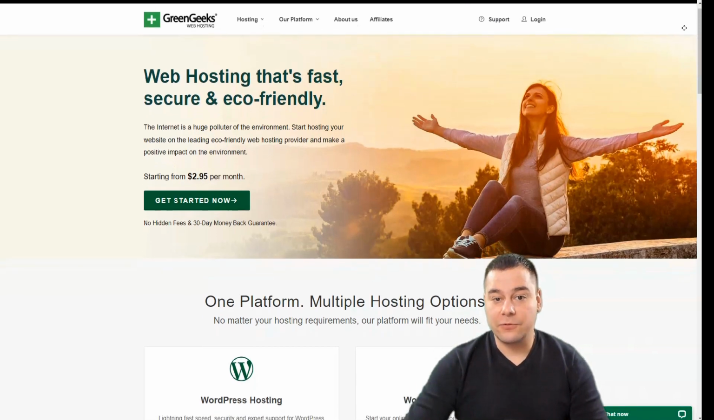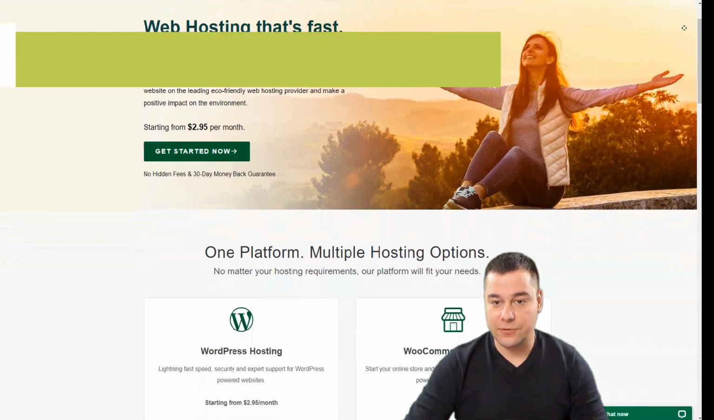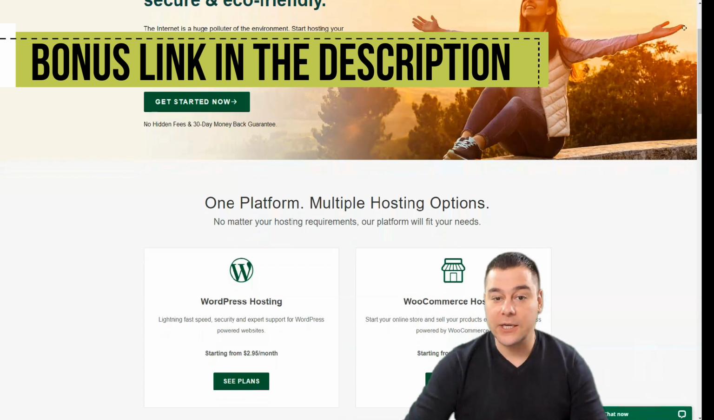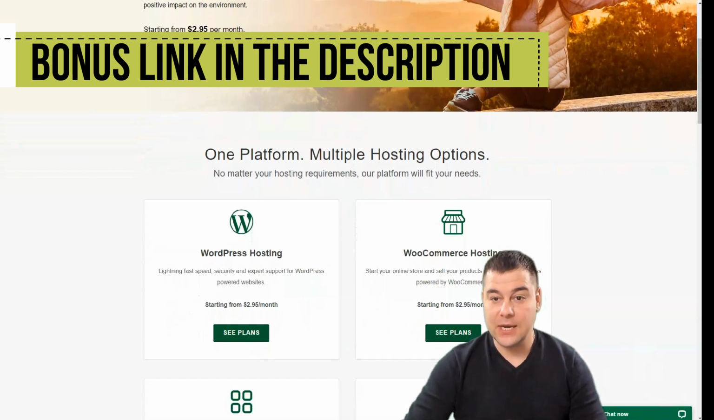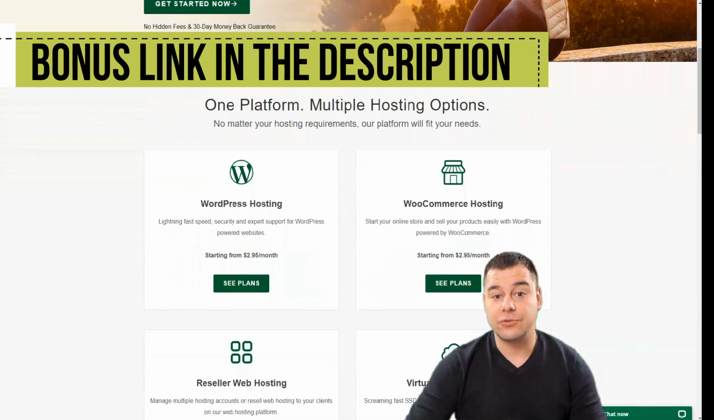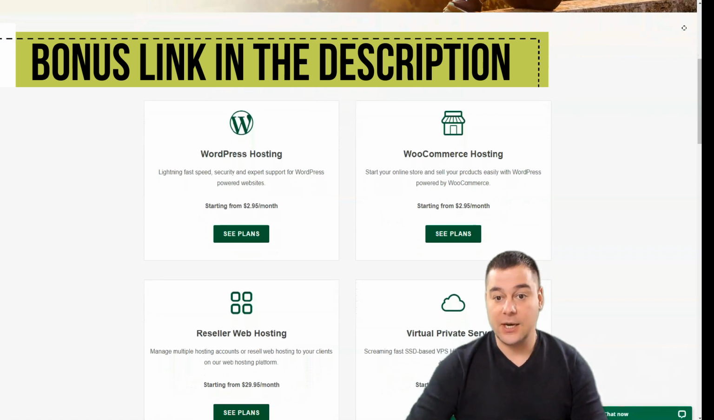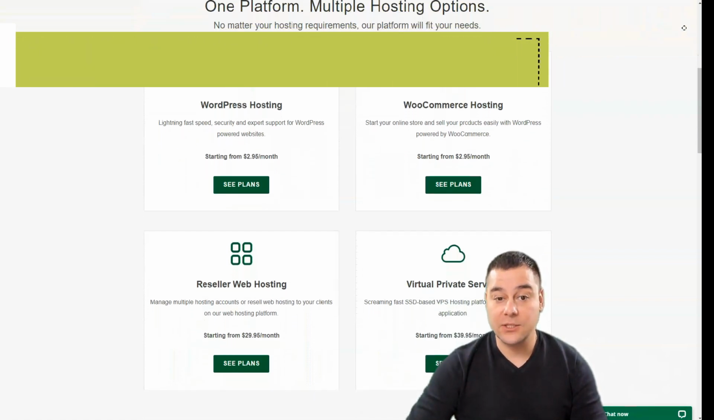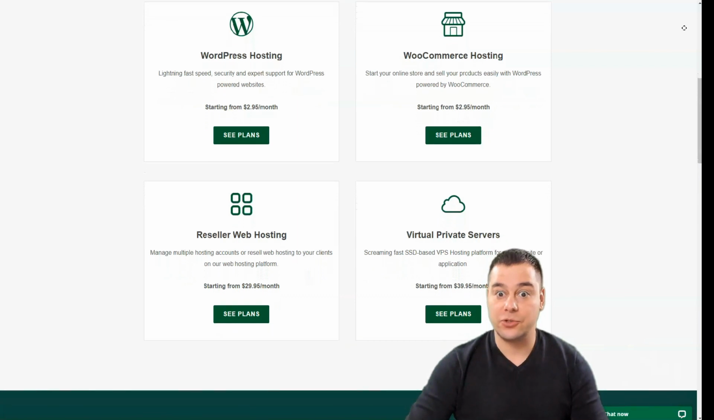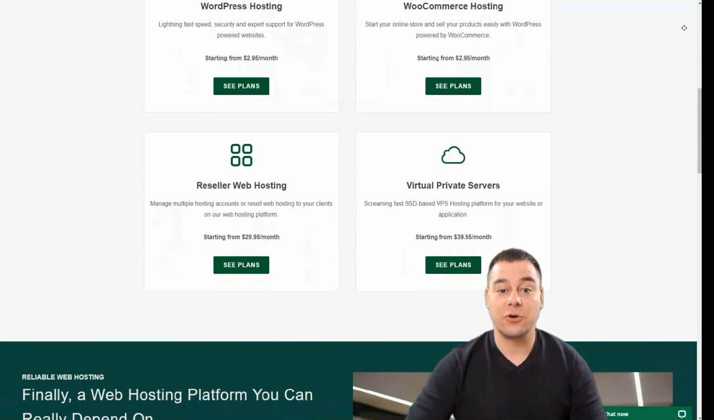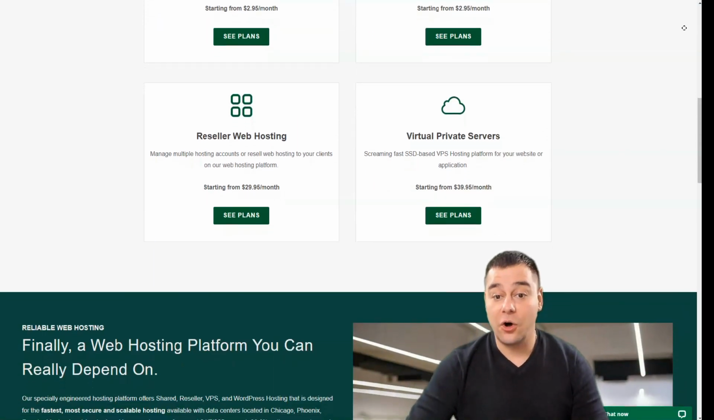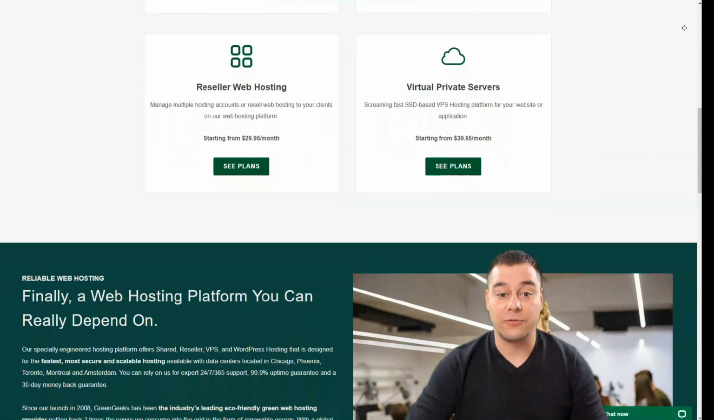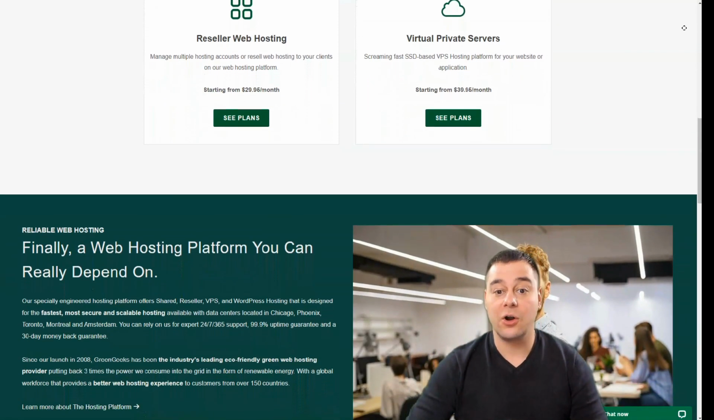GreenGeeks is popular for their green web hosting services. They were one of the first in the market to introduce green web hosting. Their servers run on green energy to reduce their carbon footprint. Hosting your website with GreenGeeks is the easiest way to reduce your carbon footprint. GreenGeeks offers free CDN service on all their plans. They also offer a free domain name for the first year on all plans.